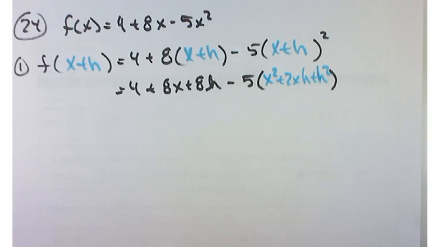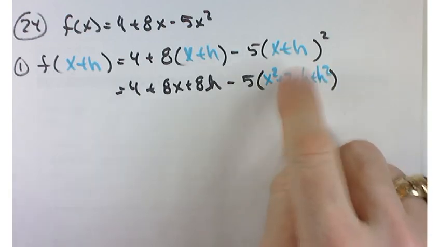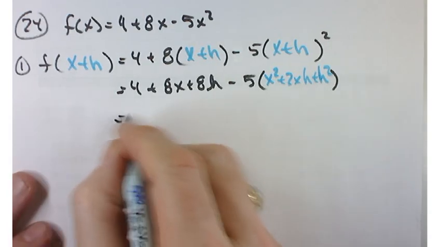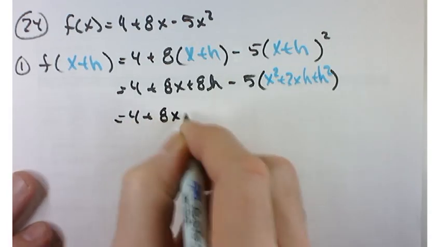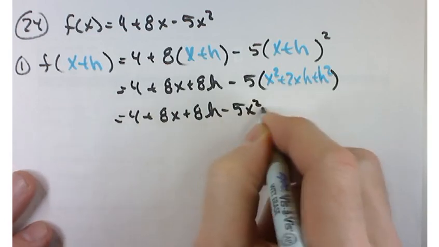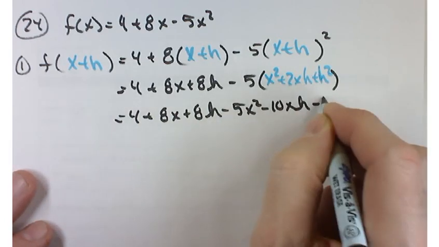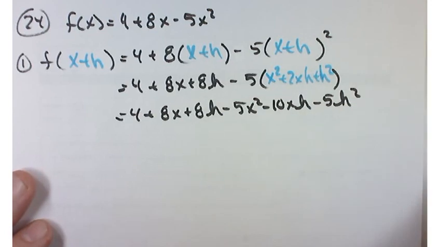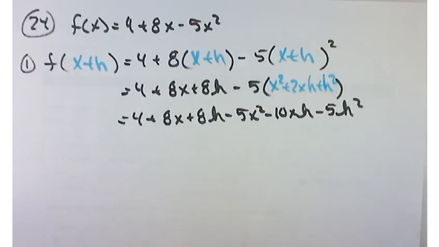And now I can distribute that negative 5. Please make sure you square it out like this. 4 plus 8x plus 8h minus 5x squared minus 10xh minus 5h squared. Whew. A lot of work there.